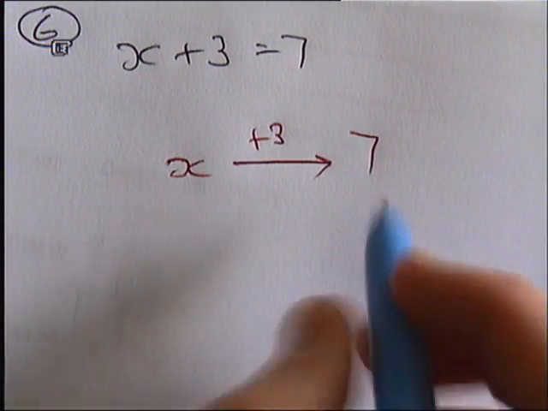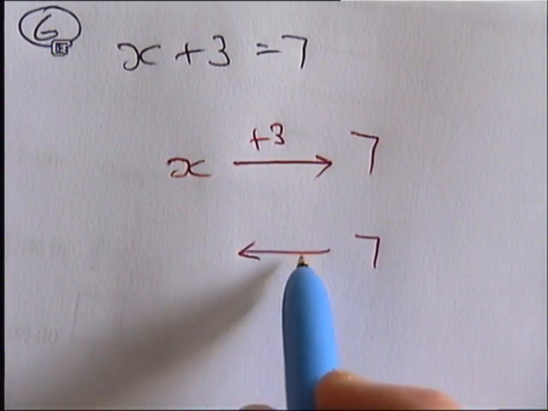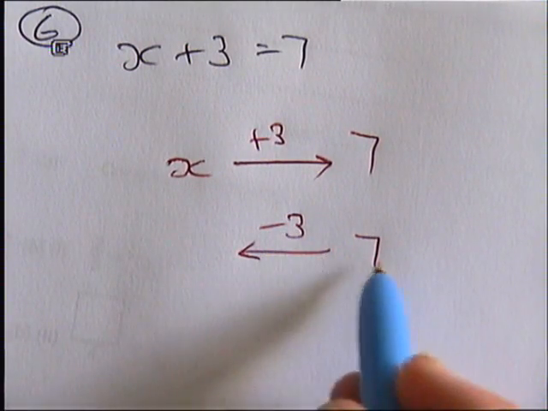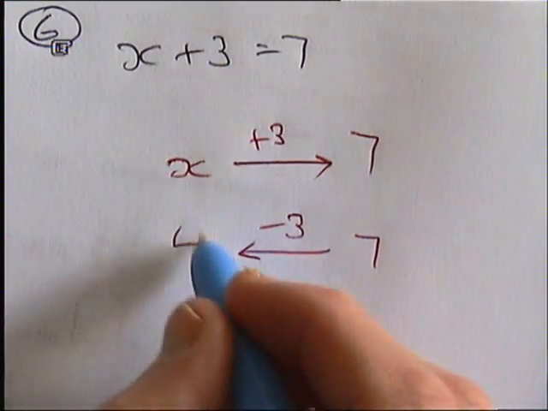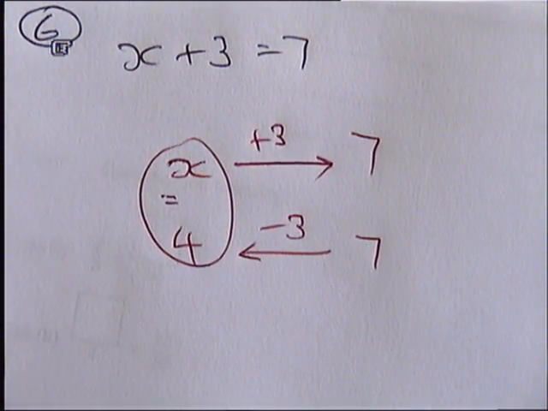Now to work out what x is, start with the 7 and go backwards. But when you go backwards you need to do the opposite thing. And the opposite of adding 3 is taking away 3. And 7 take away 3 is 4. So there's your answer for that one, x equals 4.